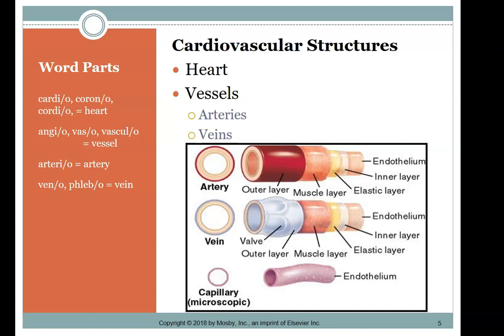Tiny arteries, also known as arterioles, connect the arteries to the capillaries, and tiny veins, which are the venules, connect the capillaries to the veins. And over on your left, as we said, are the word parts. So with this, you have cardio, coro, or cardio is heart. Angio, vaso, or vasculo is vessel. Arterio is artery. And veno or phlebo would be vein.